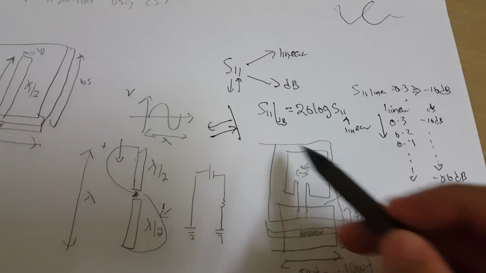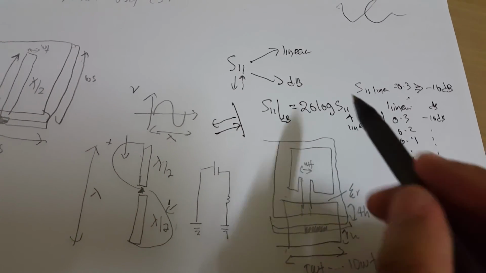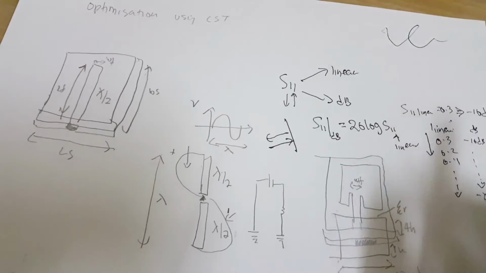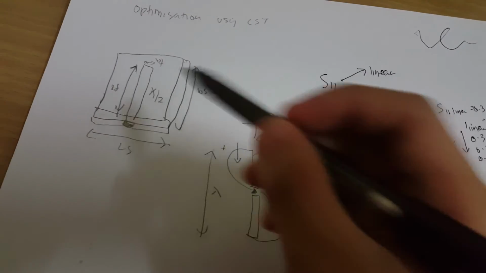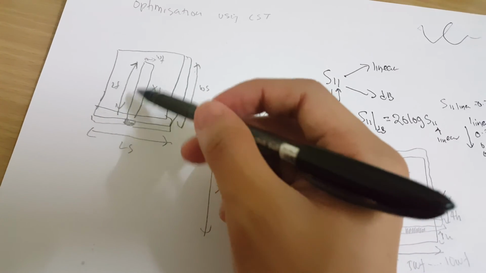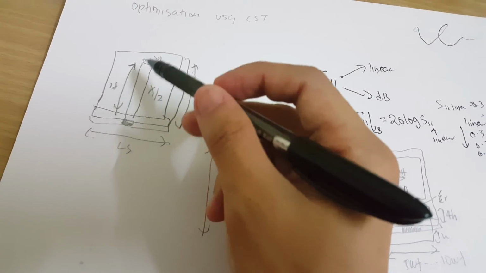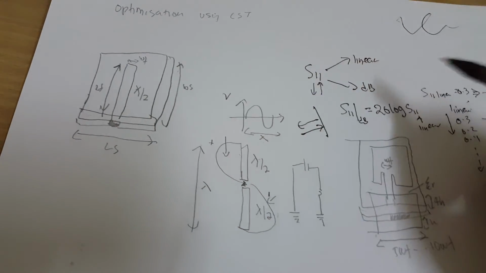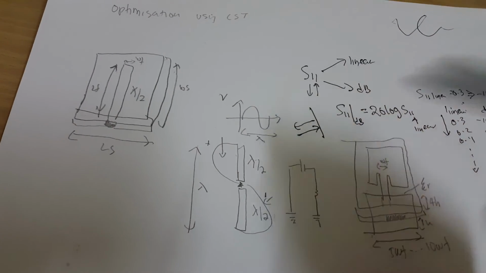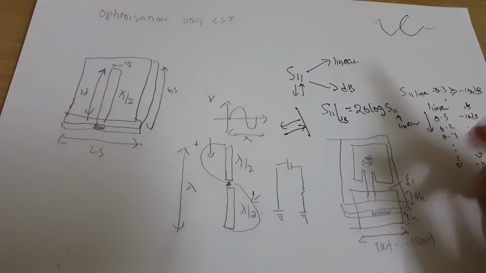So this is a very important characteristic that we're going to use in the CST setting in order for us to optimize. Let's say later we will optimize the feed length so that this dipole antenna will resonate at our desired frequency. We will proceed later to the optimization setting in CST.